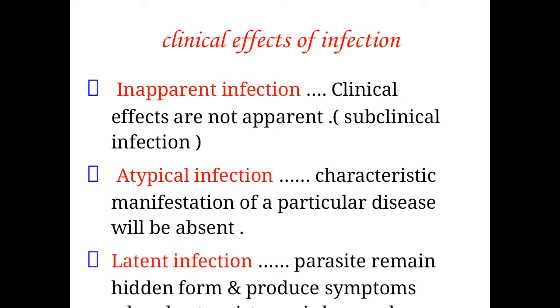Inapparent infection means clinical effects are not apparent. Atypical infection means the characteristic manifestation of a particular disease will be absent. Like if a person is suffering from fever, cough, chills, nowadays we can't say with this kind of symptoms what is the main suffering of the person. The physician is not able to identify the main disease based on the symptoms of fever, cough and chills. That is known as atypical infection. Latent infection. The parasite remains hidden and does not produce symptoms. It is known as latent infection.